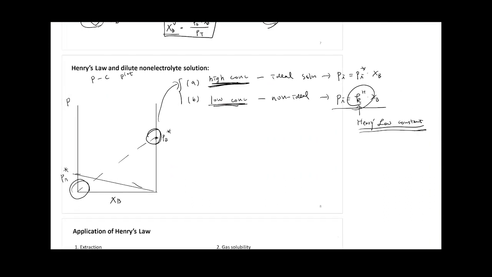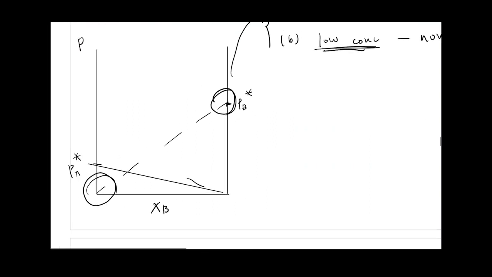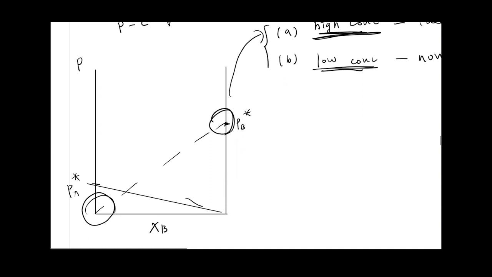Henry is the guy who discovered this. If you look at these two equations, they follow a very similar form, right? Pressure is equal to the pressure of pure substance times mole fraction for your ideal solution. The other one is the vapor pressure of your component I is equal to mole fraction times a constant called KH.